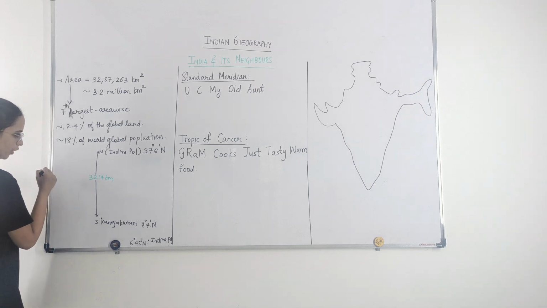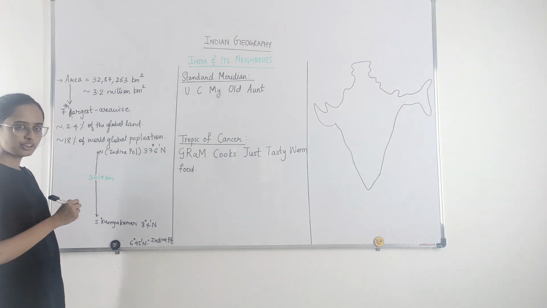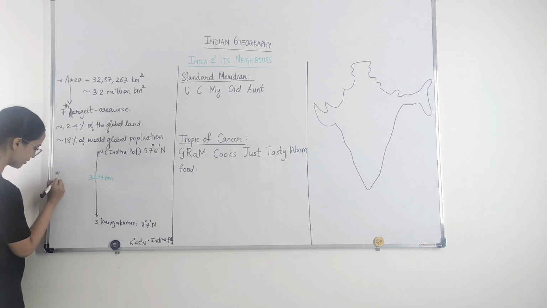Likewise, let us see what are the eastern and the westernmost points of India. So on the west, we have the Run of Kutch, which is in Gujarat.